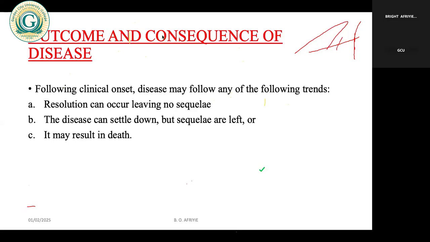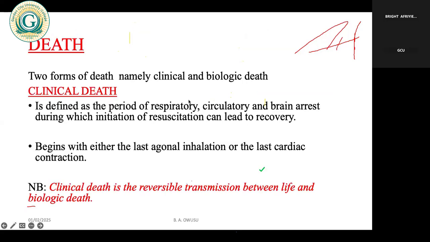Okay, so let's move on. Since we ended on death, let's continue with death. There are two forms of death. The gentleman that asked about the difference between clinical death and biological death, or biologic death, now we've got into that place.